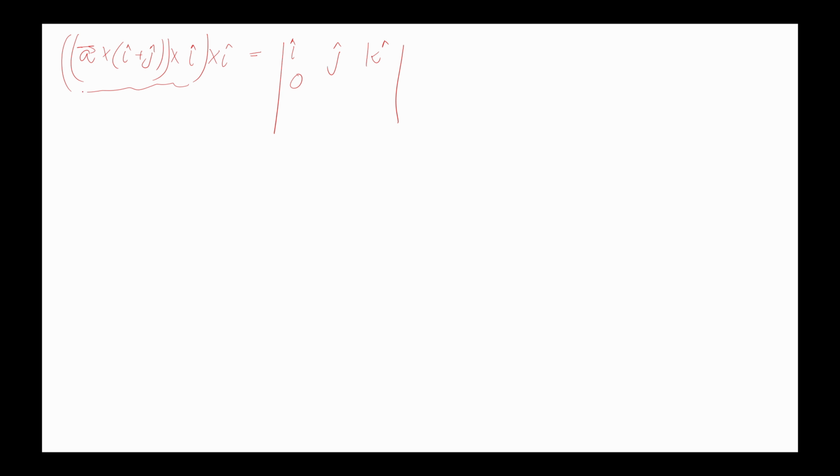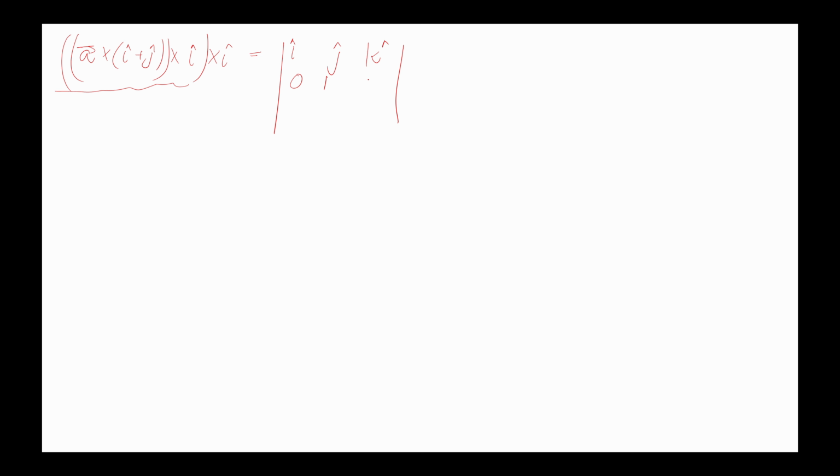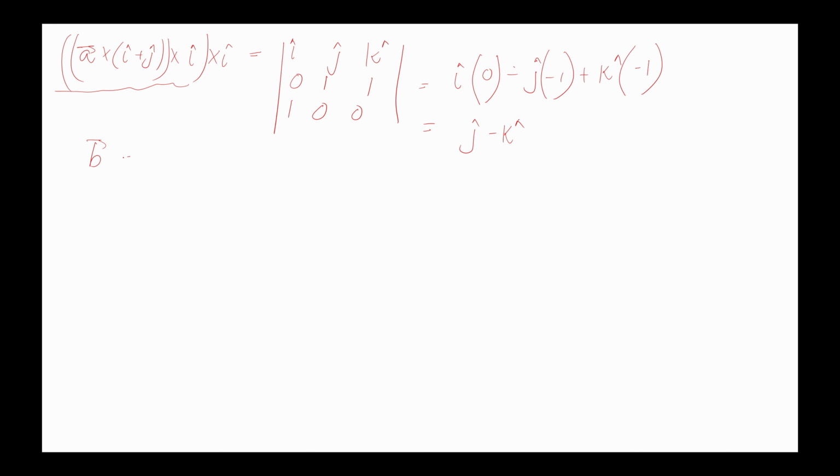Basically we are first writing down the value of this equation, which is our j cap plus k cap. So this becomes 1, 1, and i cap is again 1, 0, 0. So from here what do we get? Our i cap to be 0, minus j cap. What is its coefficient going to be? Minus 1, plus k cap, and its coefficient is going to be 0 minus 1, so minus 1. So from here we get j cap minus k cap. So basically our b vector is nothing but j cap minus k cap.